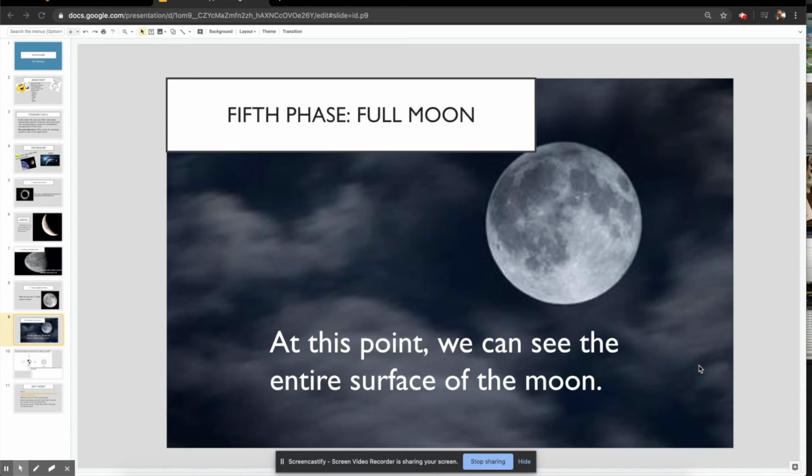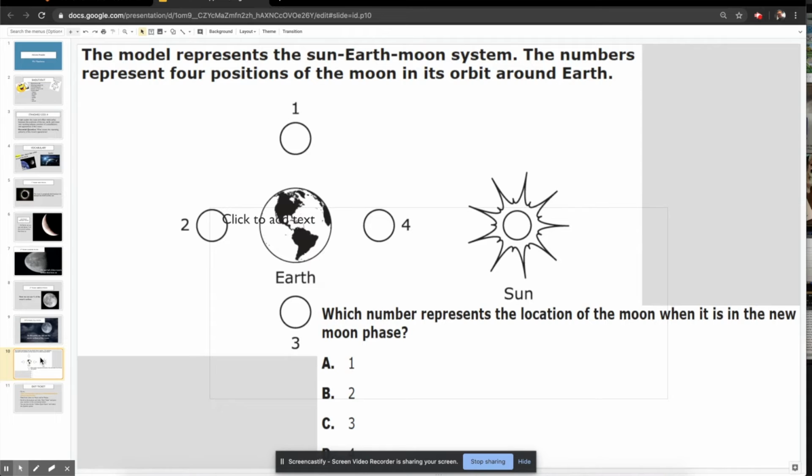All right, and there you have it, all 5 phases of the moon cycle. Let's now look at a 10 ready style question that utilizes the moon phases. So here's the question. The model represents the sun, earth, moon system. The numbers represent 4 positions of the moon in its orbit around the earth.